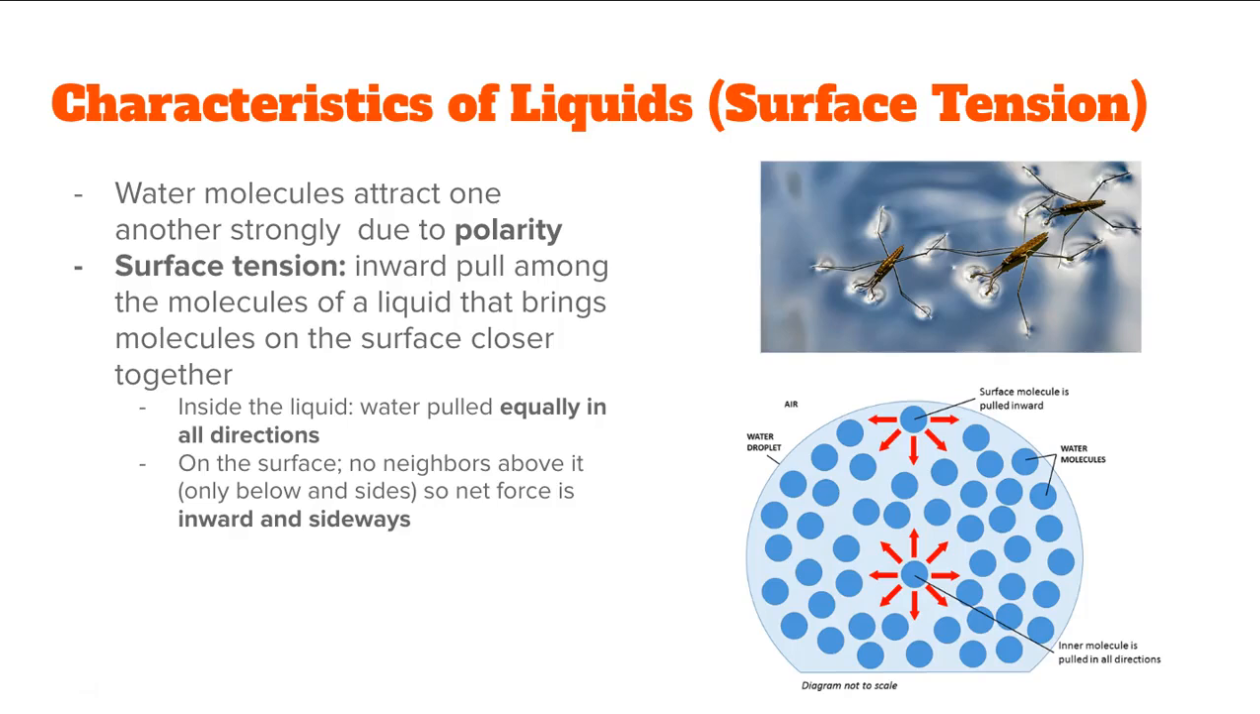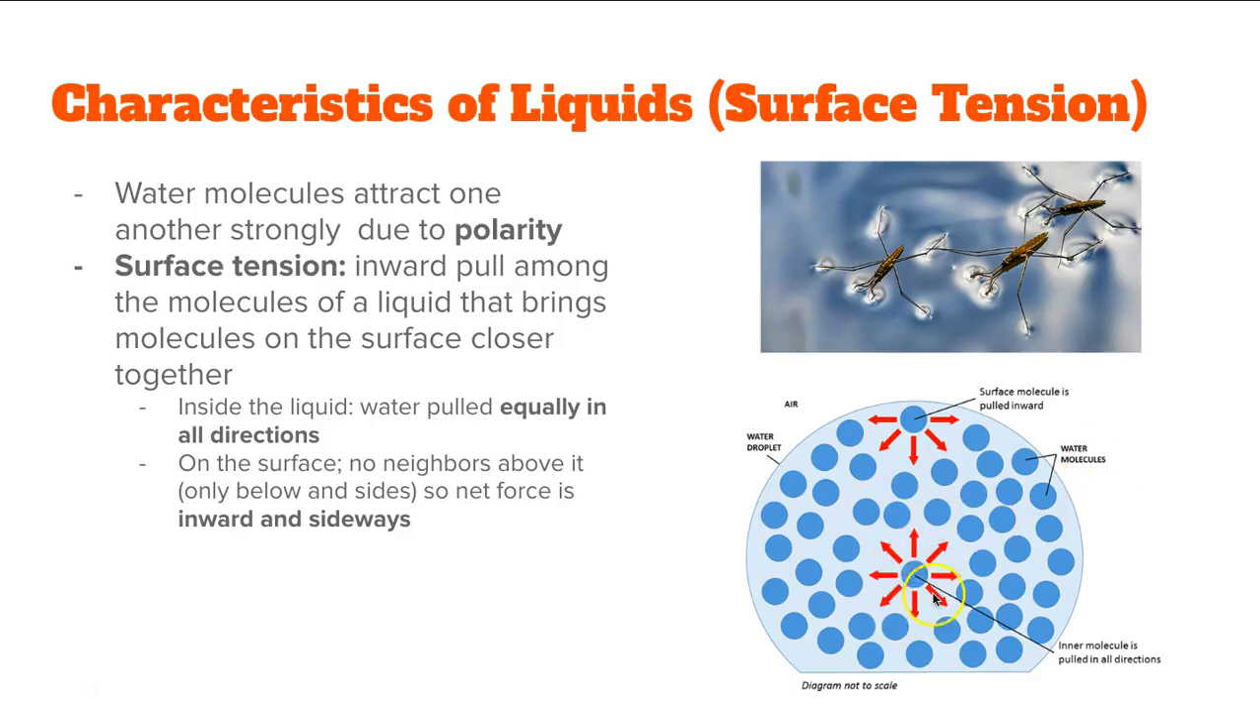And so a main characteristic of liquids is that they are attracted to each other due to polarity. So we'll go a little bit more about polarity in a few more lectures ahead. But because of that property, they have this thing called surface tension, right? So because of this polar quality, water molecules are attracted to each other. So this creates what we call surface tension, which is an inward pull between molecules at the surface of a liquid.